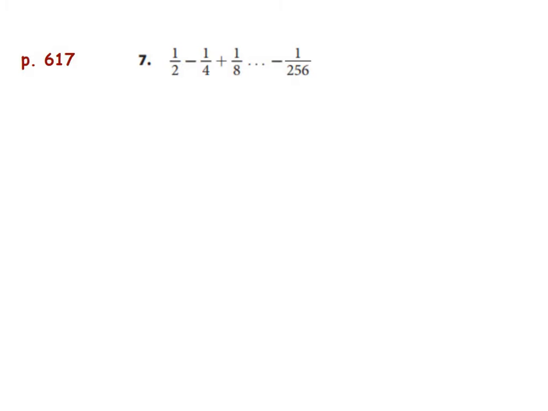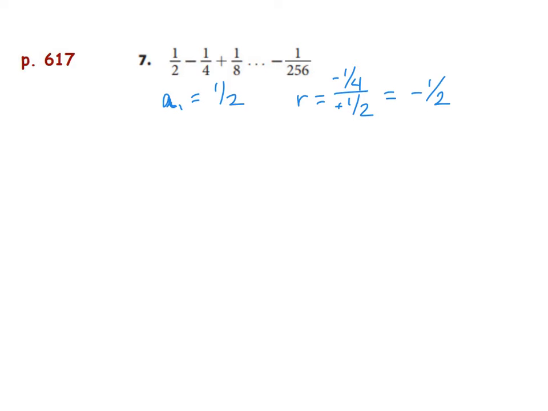All right, let's look at page 617, your turn number 7. I'm going to get this problem started, and then I'm going to let you finish it. So here is our series. We do not know how many terms we have, but we do know that the first term, a sub 1, is 1/2. We can also compute the common ratio. So if we take -1/4 and divide it by a positive 1/2, we get a common ratio of -1/2. So we have that information.